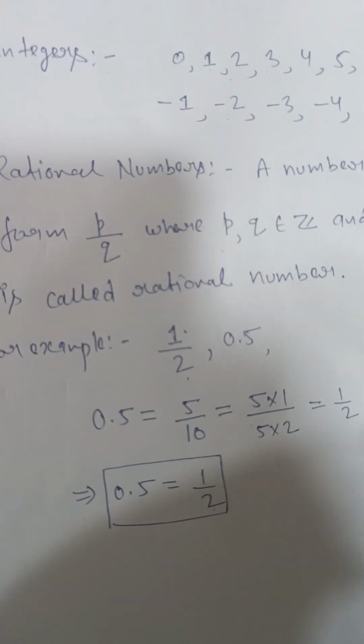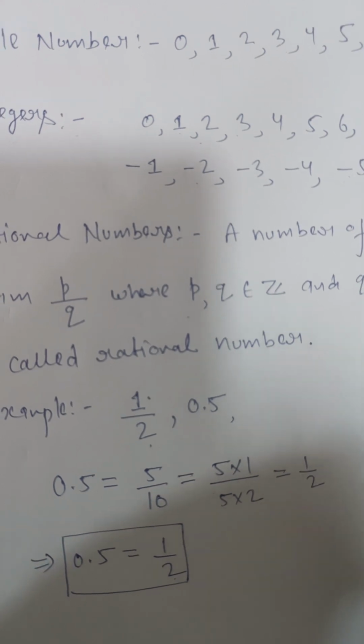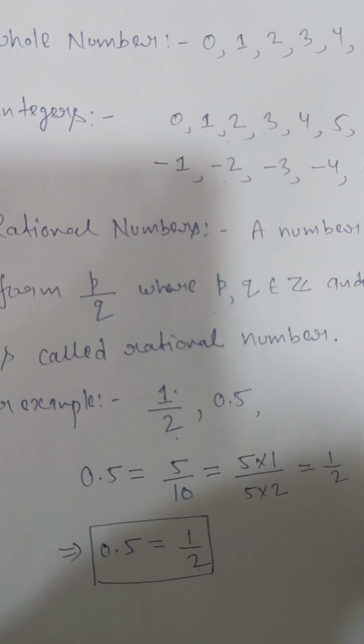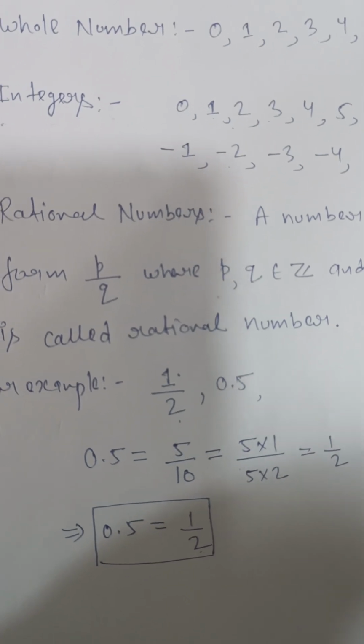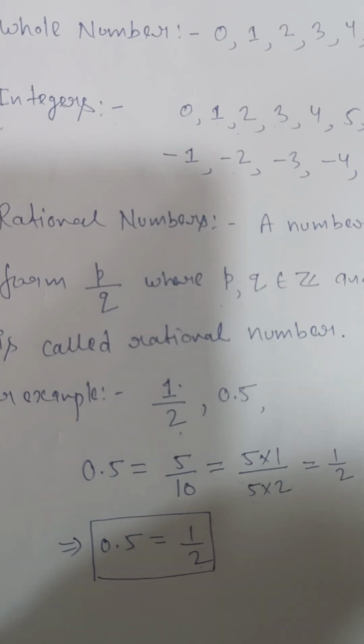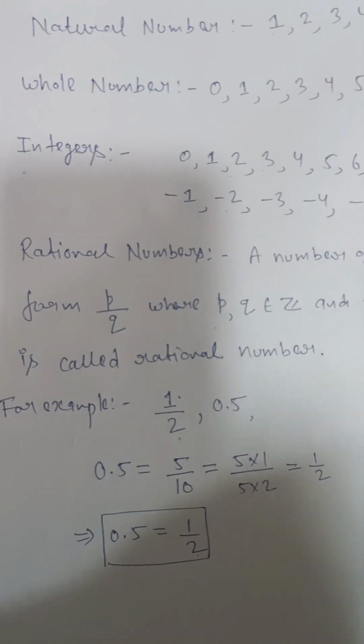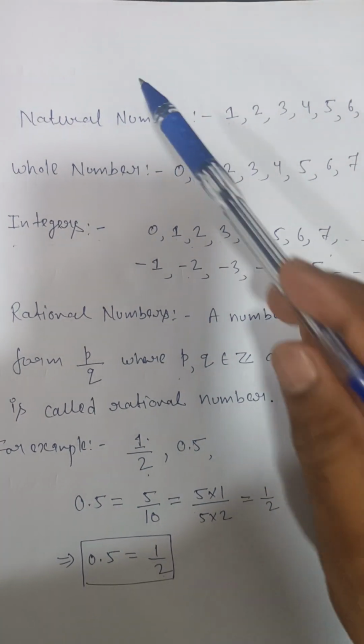So what if you are getting a number? What you need to do is express it in the form of p divided by q, where p and q are integers and q is not equal to 0, then we will say that it is a rational number. So this is the definition of a rational number.